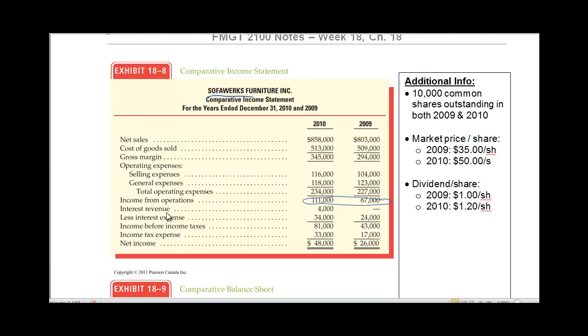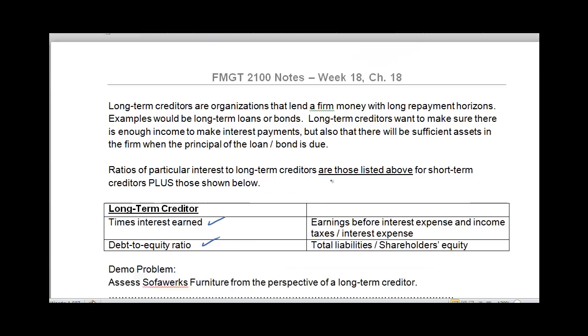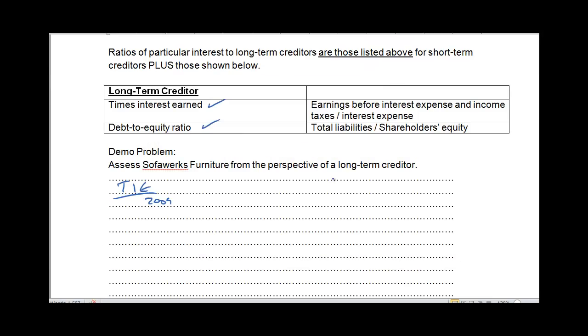Times interest earned is earnings before interest and tax divided by the interest expense. So we're looking at these numbers here. Income from operations is effectively earnings before interest and tax, and so that's the number that we're going to use. Go back down to our particular page here. Times interest earned for 2009 then was going to be $67,000 divided by 24, which gives us 2.79.